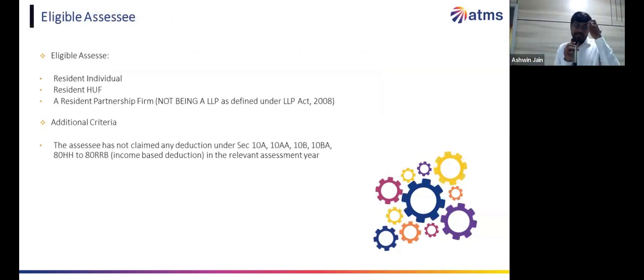So again, eligible assessees. One more thing: 44AD is applicable only to a resident individual. If your client is non-resident, you cannot opt for 44AD. Resident HUF, and partnership firm not being an LLP. Again, for a partnership firm you can opt for 44AD; it is not applicable to LLP. And assessees who are not claiming SEZ linked deductions and 80HHA to 80RRB, which are income based deductions. So if you are not claiming any deduction under these sections, then certainly you can opt for the presumptive taxation scheme.